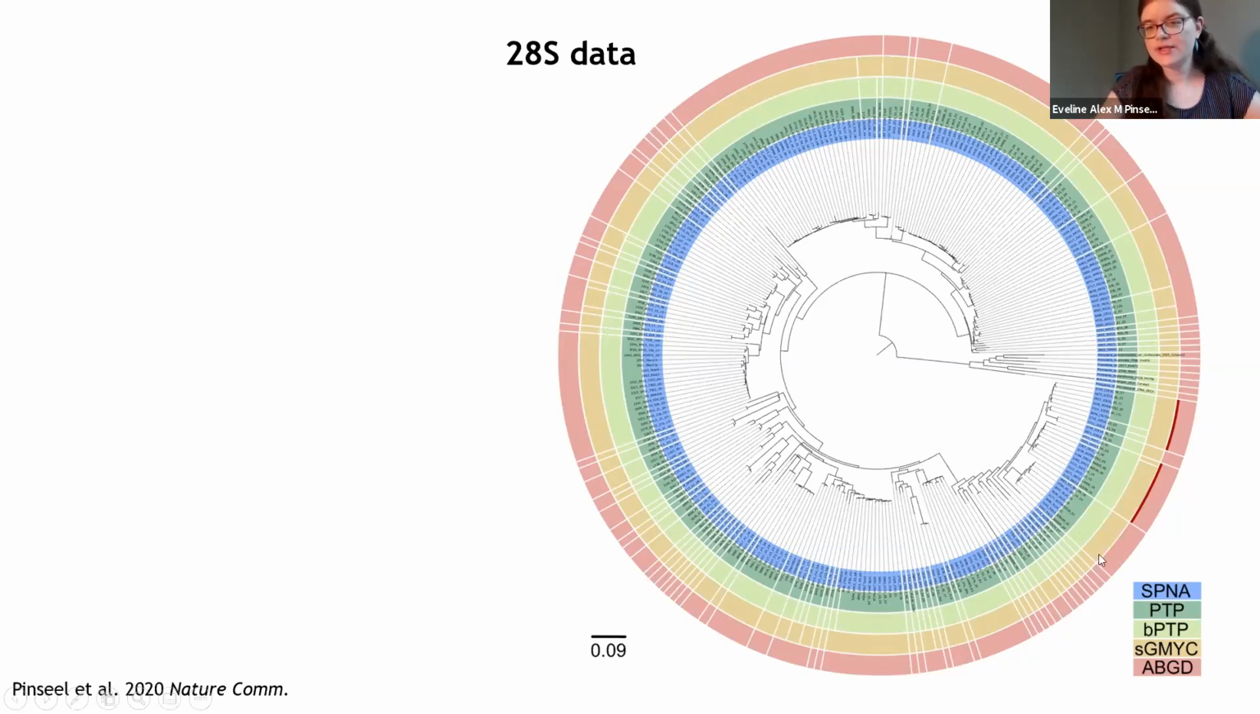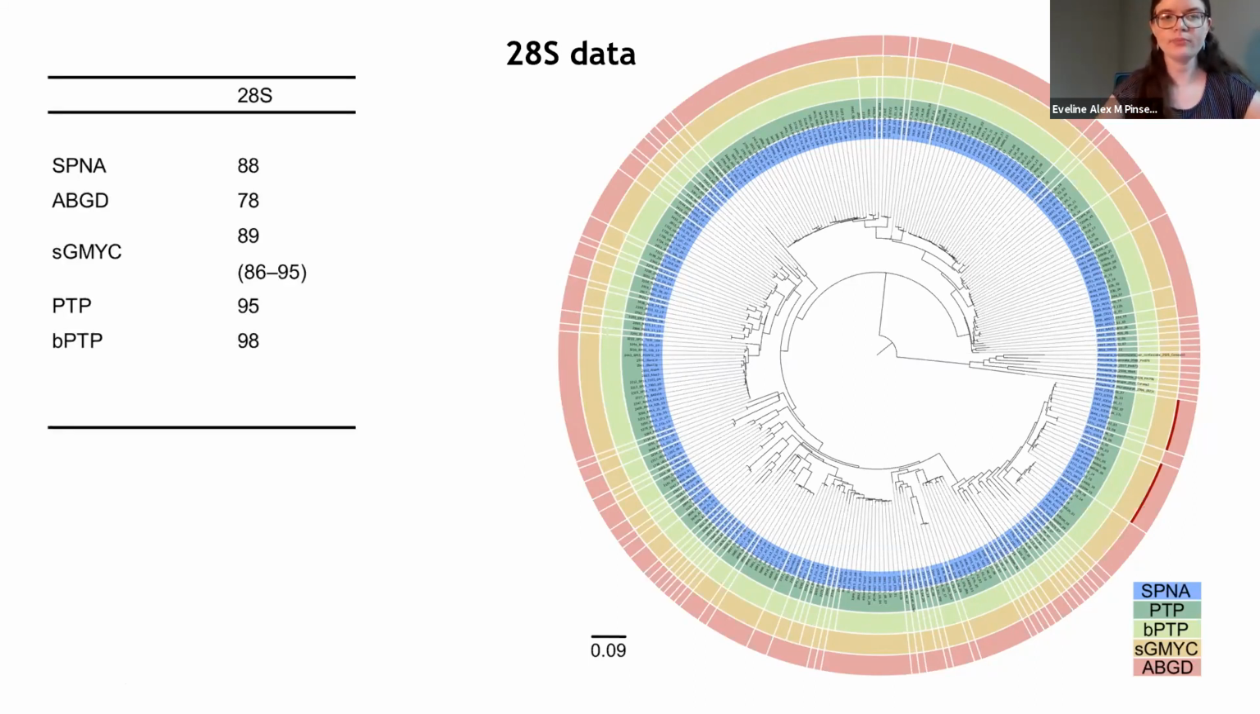But then there are some parts, for example, here and here, where some of these methods disagree, and they're starting to delimit a different number of species. And I'm showing you this because none of these methods are a golden bullet. They just give you a first indication of where species boundaries are, but it's always a good idea to combine multiple methods and to look for consensus among them. So if you look at the number of species delimited by these methods in the 28S gene, we have between 88 and 98 different species. So these numbers are close to one another, but there are actually some differences there.